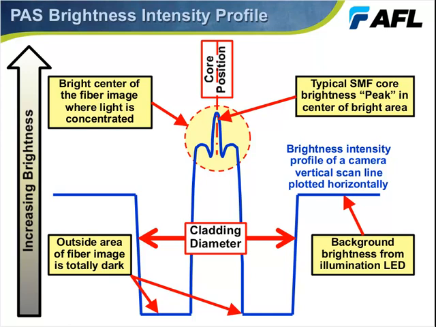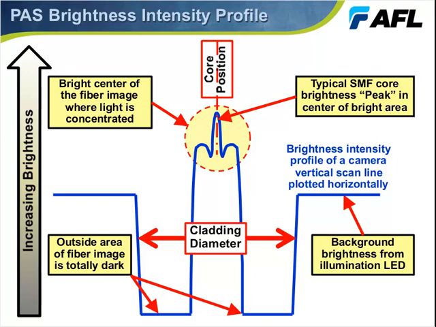And then it's very dark, as indicated, in the outside areas of the fiber image. And then where the light has been concentrated inwards, which is the area that's circled with the red dotted line, that's where we can see a very high peak in the brightness profile, and that allows us to tell the position of the core relative to the outside of the black region, which tells us the cladding diameter.